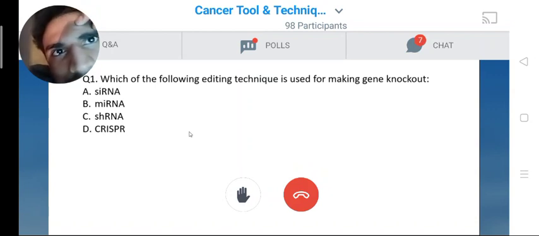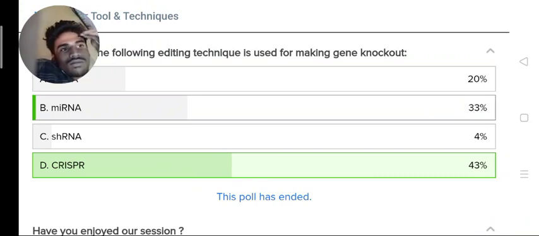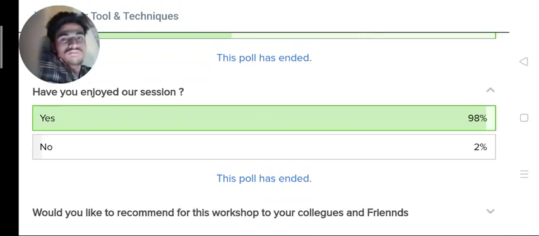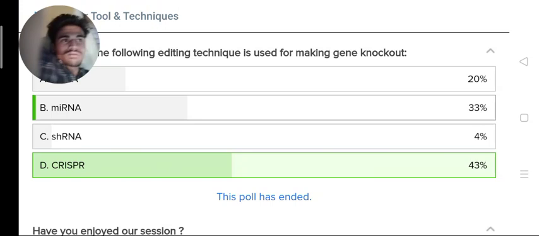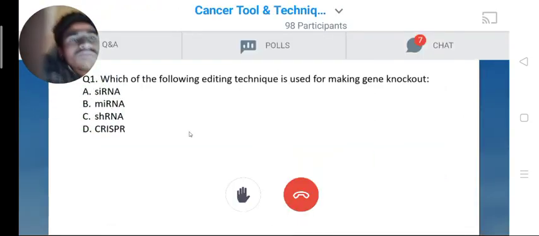So more than 50% of people have answered, and the major vote is for CRISPR. Okay, so this is the right answer. CRISPR is used for making gene knockout, while siRNA, miRNA, and short hairpin RNA are used for gene knockdown.